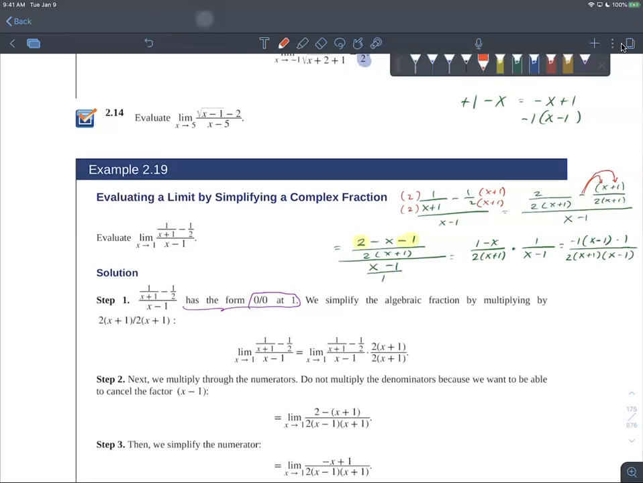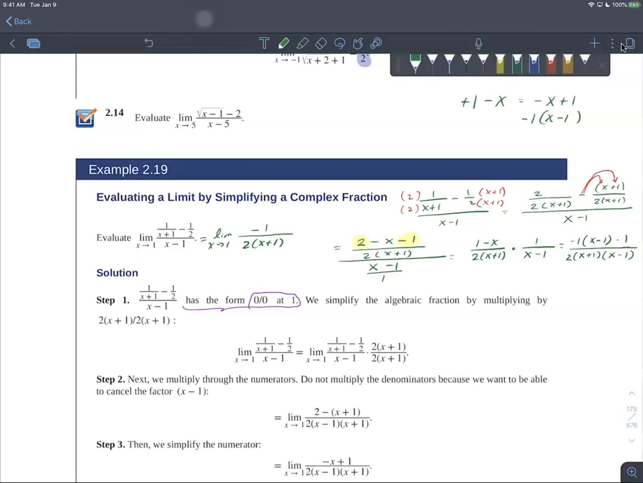And then you see that there are x minus 1 factors in common, and so we can cancel those. And so that means that our limit, the one that we originally started with, as x approaches 1, is equal to the limit as x approaches 1 of, if we canceled those two factors, -1 on top, and on the bottom, 2 times x plus 1.